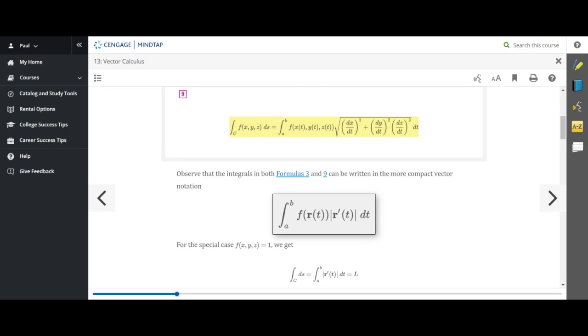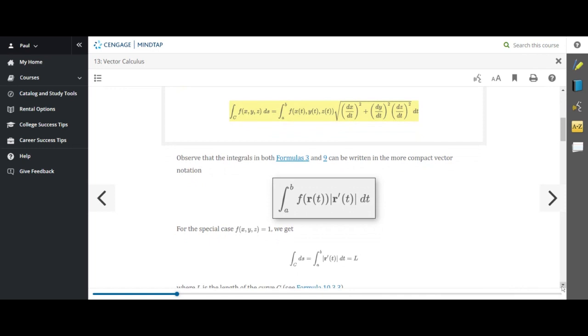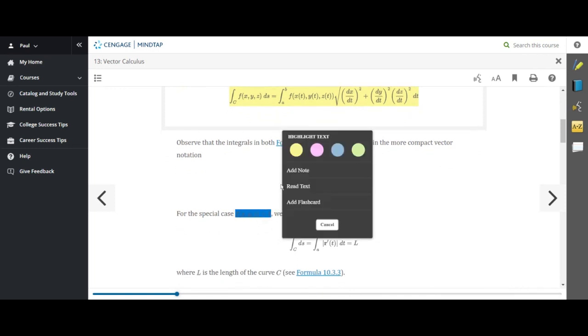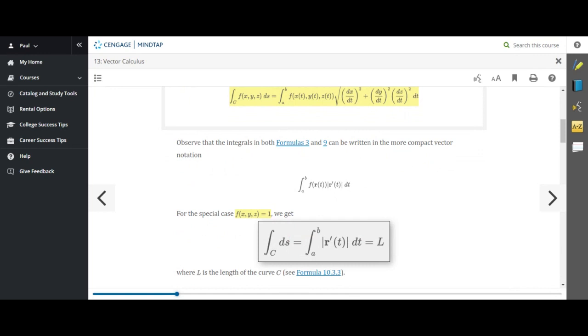Now, they mention too that for the special case where your function equals a constant, if your function equals 1, then the line integral with respect to arc length for the function 1 across that curve C just equals the length of the derivative vector from A to B. It's quite fascinating, really.